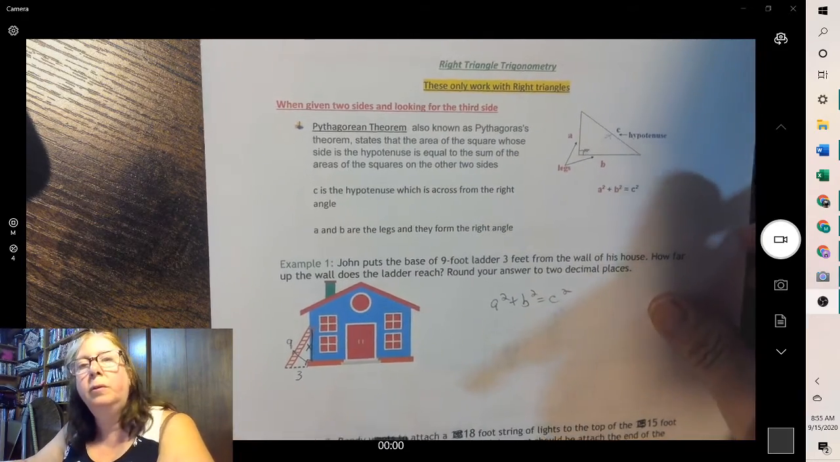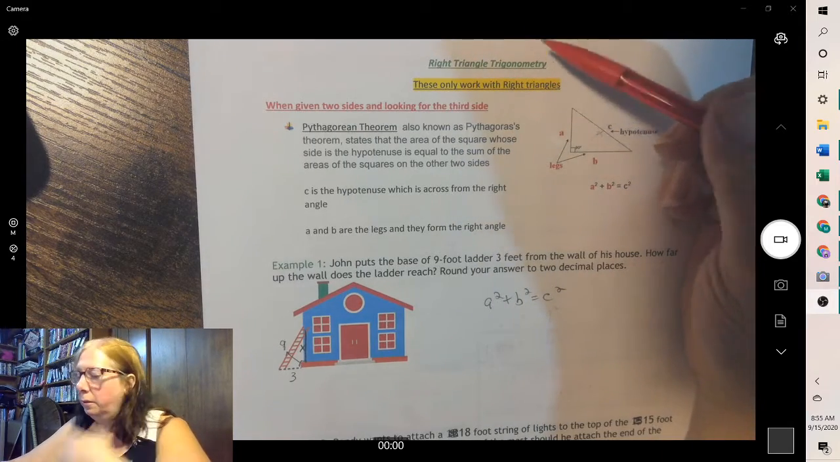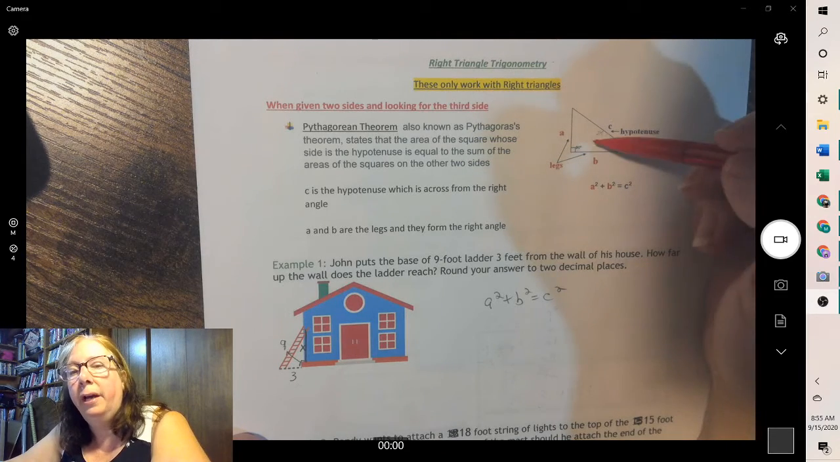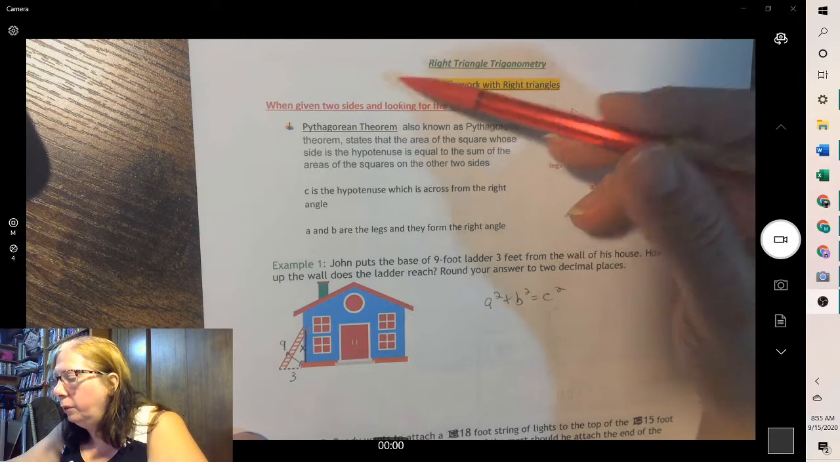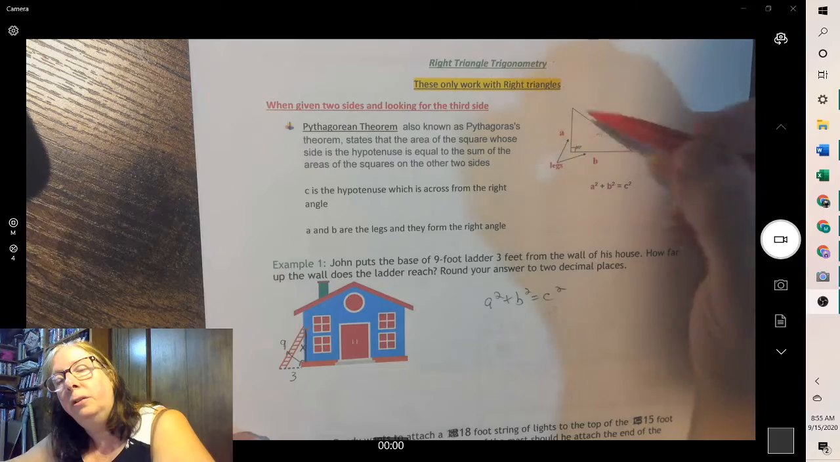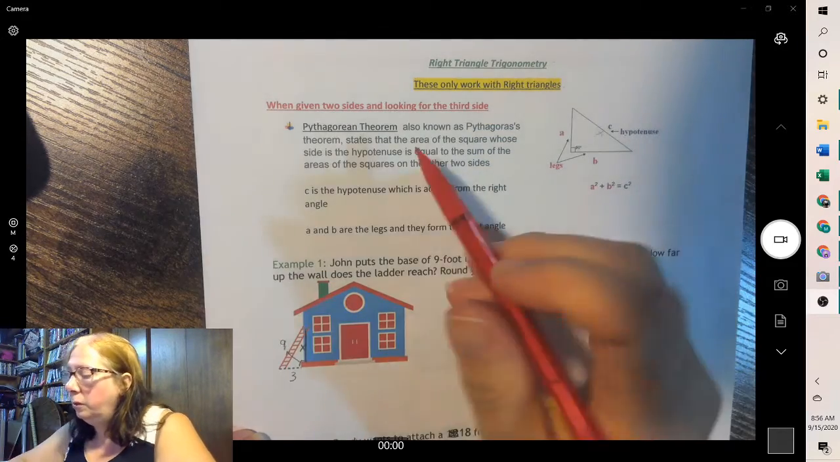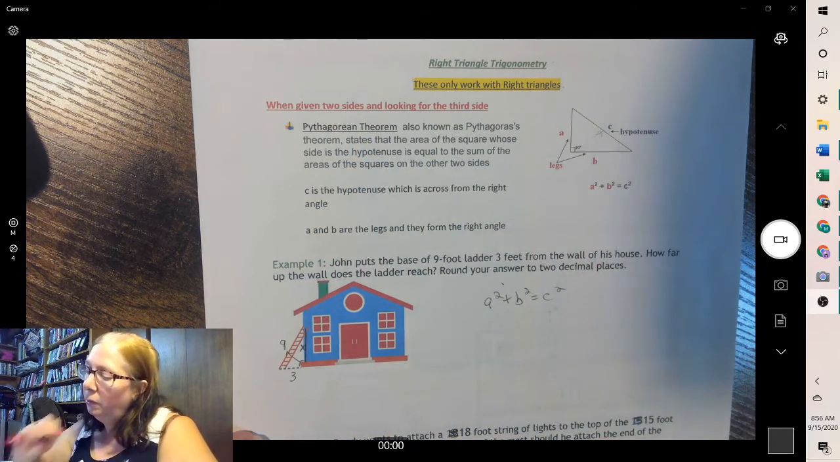So today we're going to work with right triangle trigonometry, and there's two cases. Also, these only work with right triangles, so you have to have a right angle. The first case is when you're given two sides and you're looking for the third side. So if you have two sides and you're looking for another side, there's no angle involved, then you can use the Pythagorean theorem. It's also known as Pythagoras' theorem.